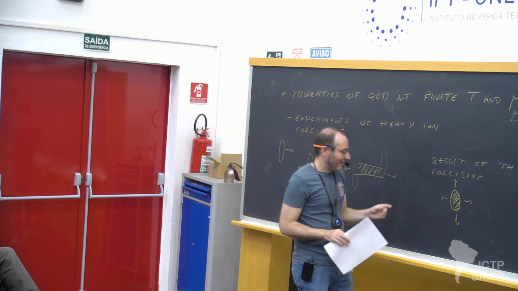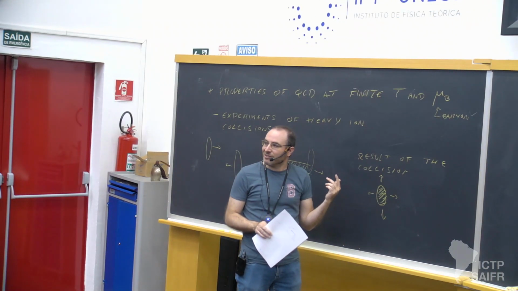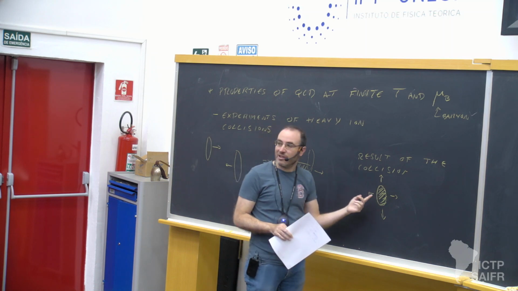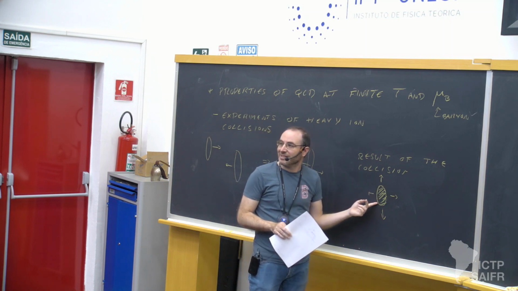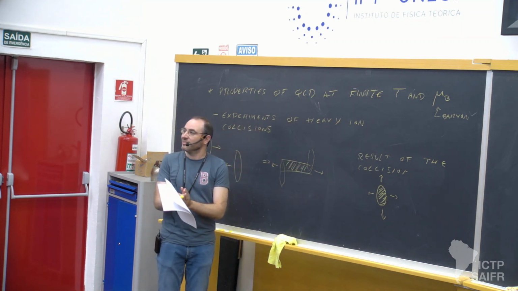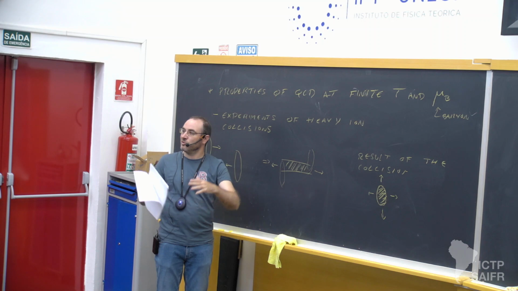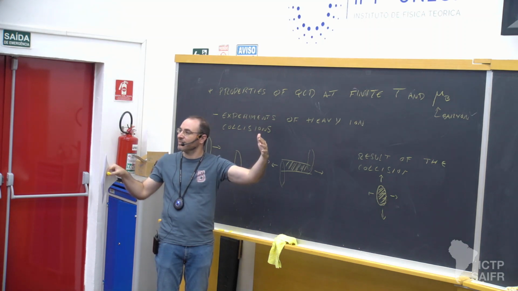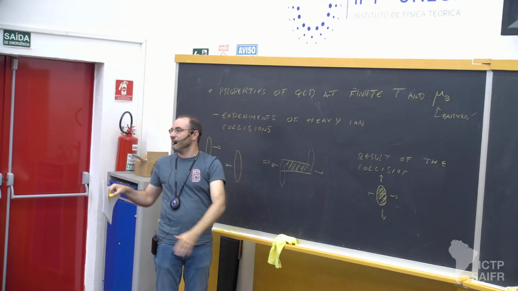And then, so I guess that was the first part of your question. And then the second part is, how do they observe there is a fluid? Yes, so they don't observe it directly, because this is a very short time evolution, and what you observe is the final result, which are hadrons distributed in some way.